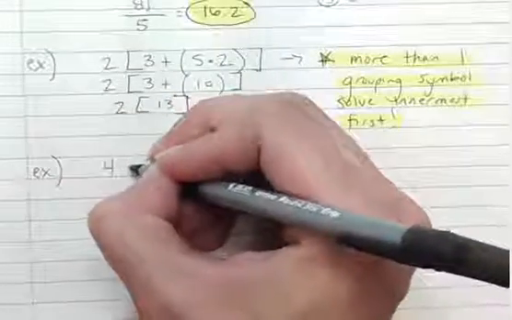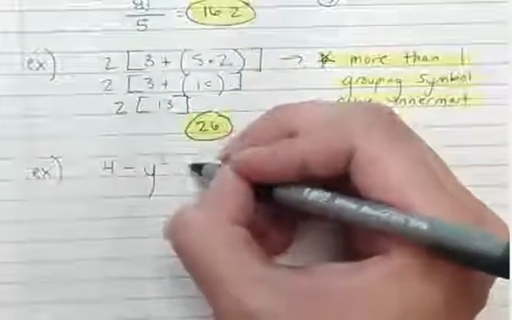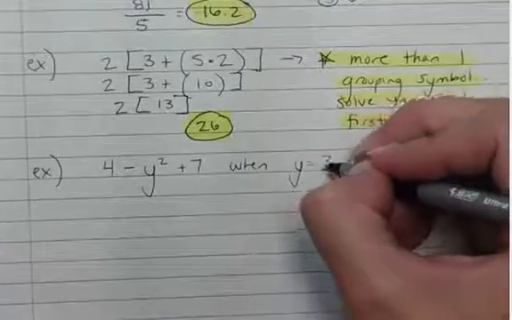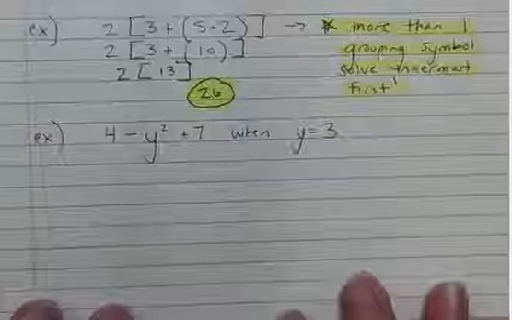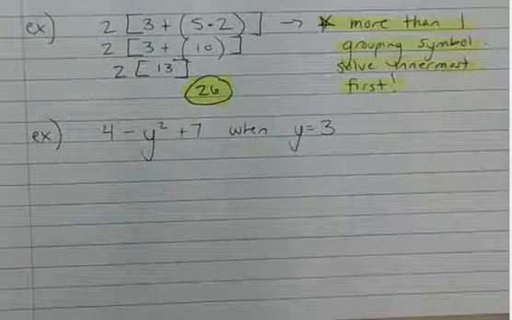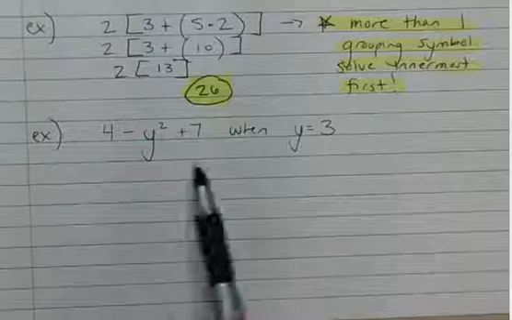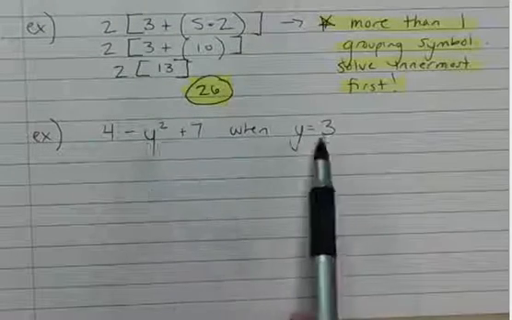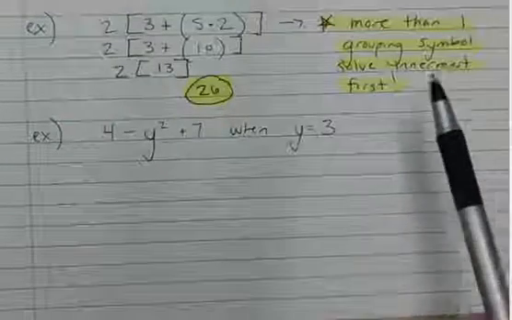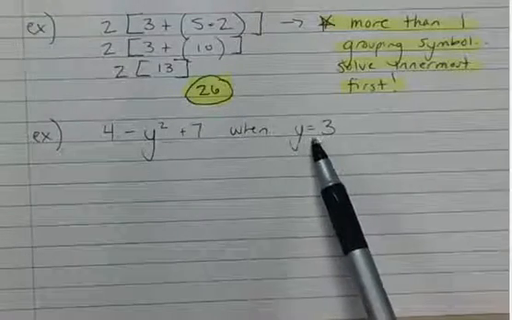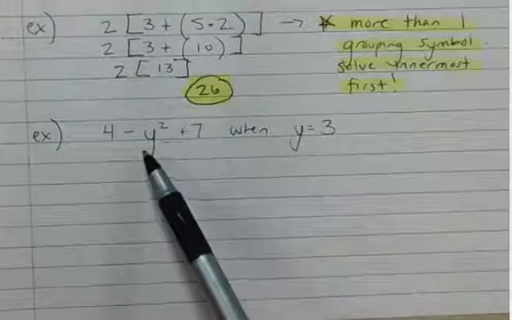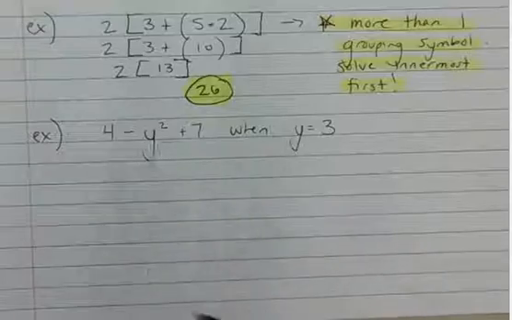Let's try this. I have 4 minus y squared plus 7 when y is equal to 3. Okay, so they give me an expression here. This time we have a variable, but they tell us that the variable represents this quantity. Remember, we talked about our mini concept yesterday. Whenever there's substitution, we want to substitute this number in place for any y that's in the expression.